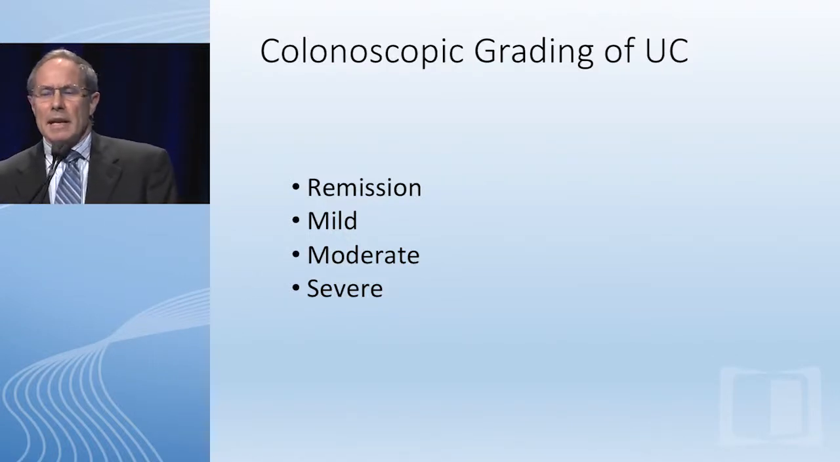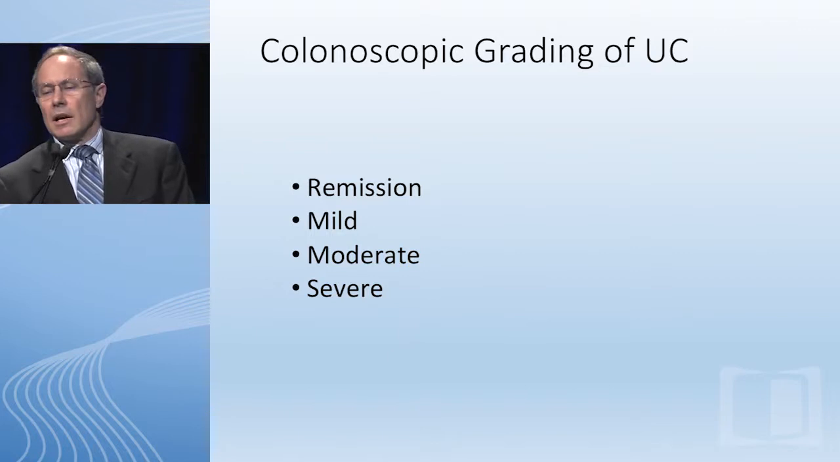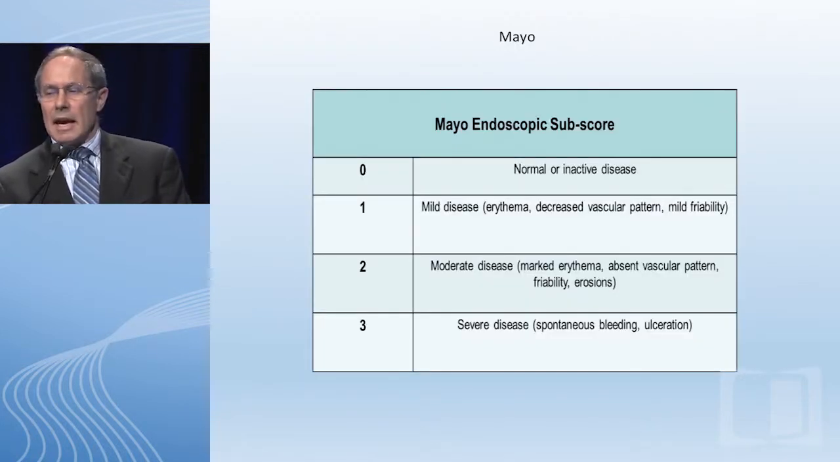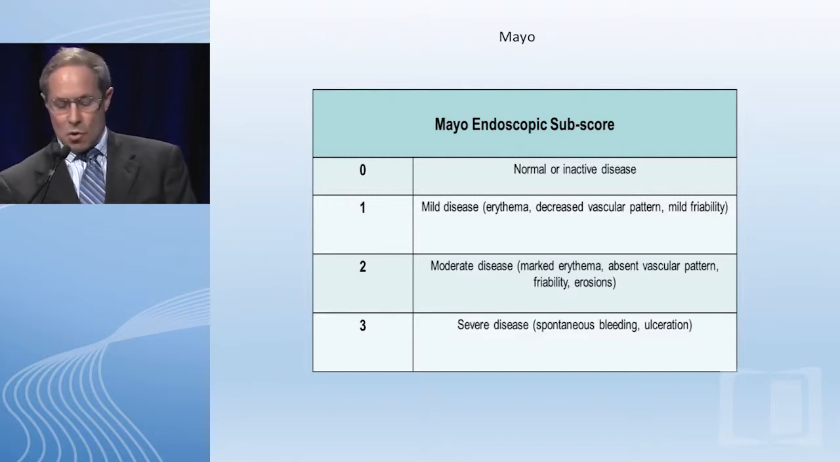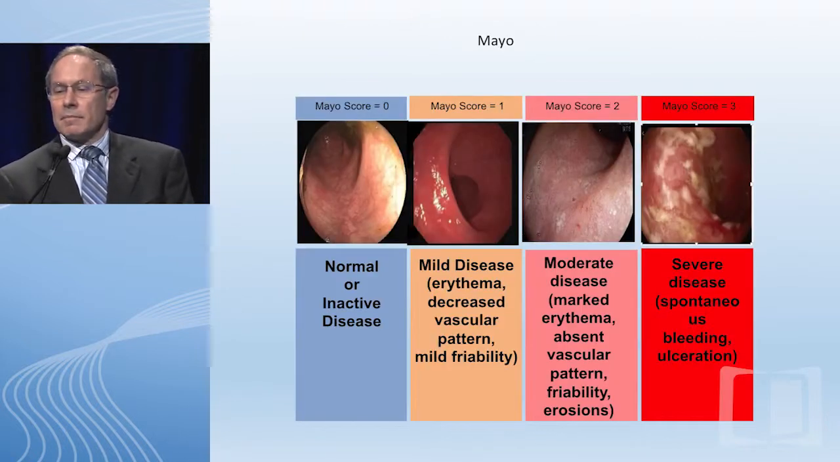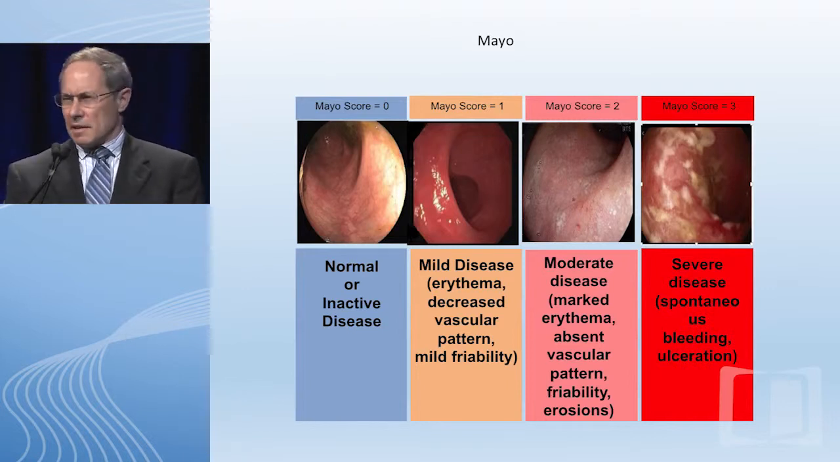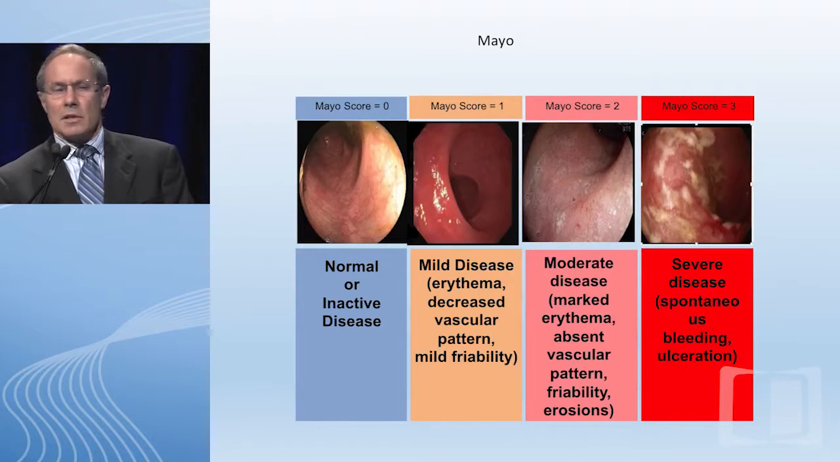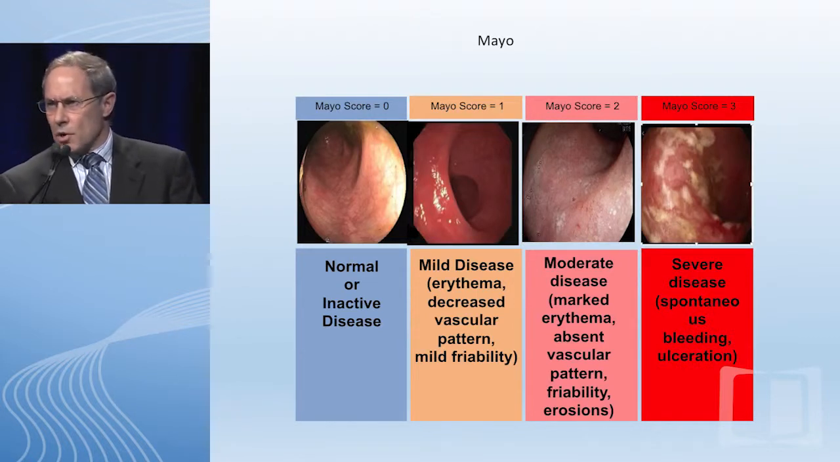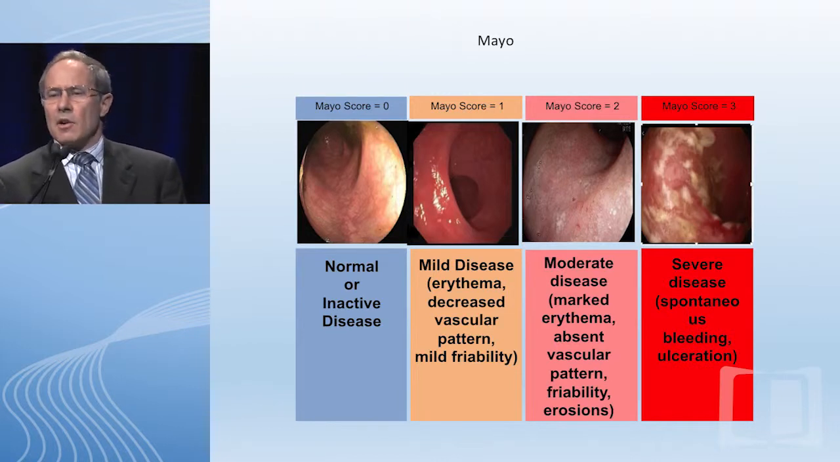The colonoscopic grading of UC includes remission, mild disease, moderate disease, and severe disease. And this is also nicely, simply paralleled in the Mayo endoscopic subscore that we'll talk about in this next slide. These are images that hopefully you can fairly well see from your seats that show the 4 different Mayo subscores, and the correlating images that go along with it.